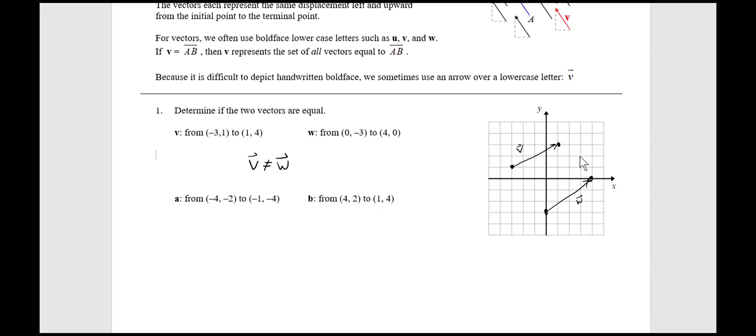Let's look at the next two, A and B vectors. Sorry about that. Let's look at these A and B vectors from negative 4, negative 2. And maybe now's a good time to pause the video, see if you can do this on your own first. I'm going to keep at it though. From this point to negative 1, negative 4. So this is a vector pointing in this direction. That's vector A. The other vector is pointing from 4, 2 to 1, 4.